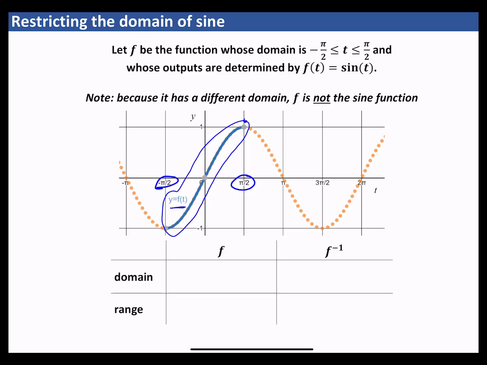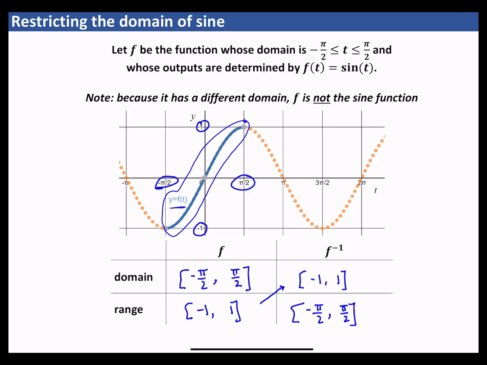Looking at the graph of the restricted version of the sine function, we see that the domain is all values of t such that t is between negative pi over 2 and pi over 2 inclusive, and that the range is all y values such that y is between negative 1 and 1 inclusive. In our previous study of inverse functions, we learned that their inputs and outputs are reversed, so we can say that the domain of the inverse of the restricted sine function is negative 1 to 1 inclusive, and the range is negative pi over 2 to pi over 2 inclusive.